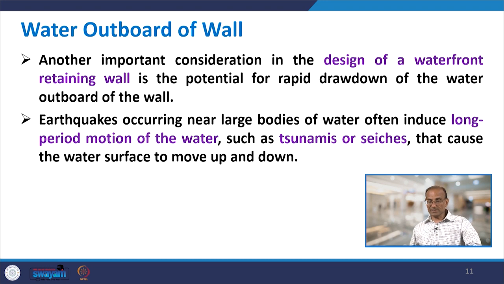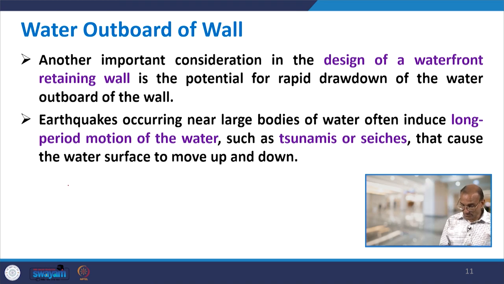Continuing with the water outboard of the wall, another important consideration in the design of a waterfront retaining wall is the potential for rapid drawdown of the water outboard of the wall. Earthquakes which occur near large bodies of water often induce long period motion of the water, such as tsunamis or seiches.